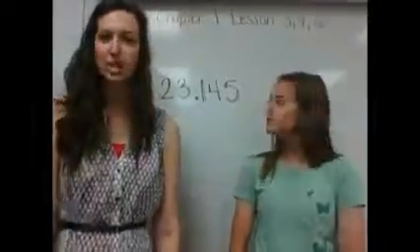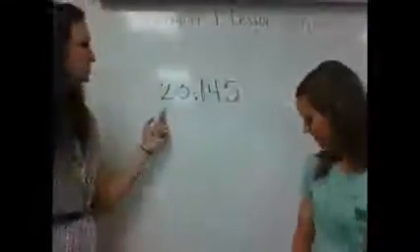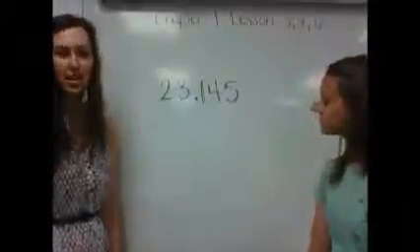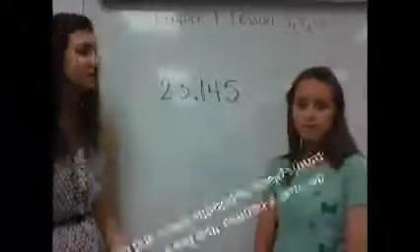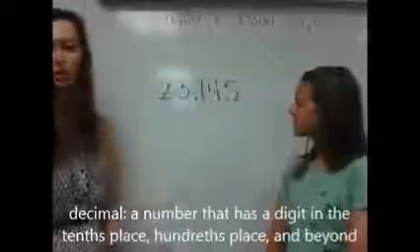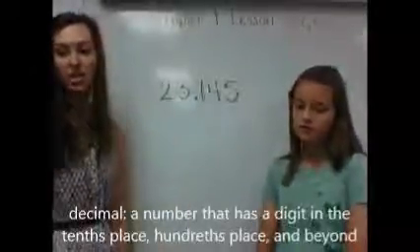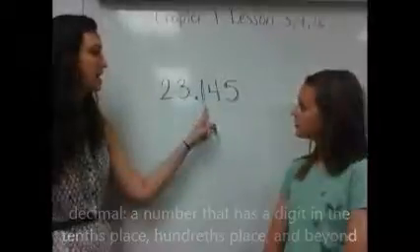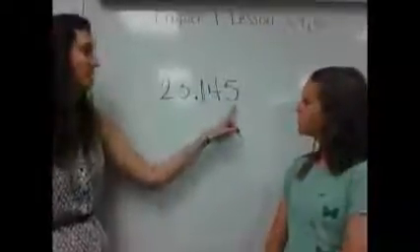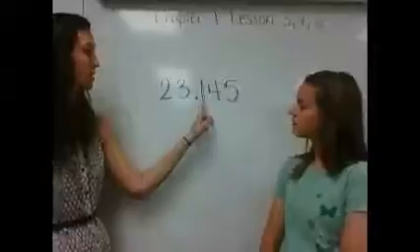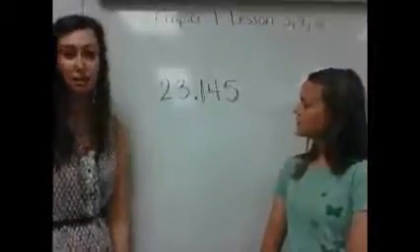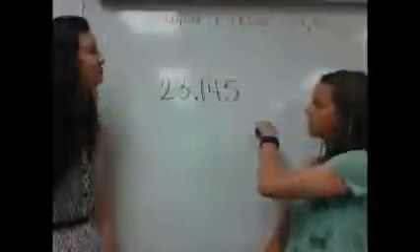We're going to start by looking at some decimals. So you can see this number up here. It is a decimal number. We know that because it has a decimal point. So a decimal is a number that has the digits in a tenths place, maybe a hundredths place. This one even has the thousandths place. But as long as there's a number here, it means it's a decimal number. And that is to the right of the decimal.